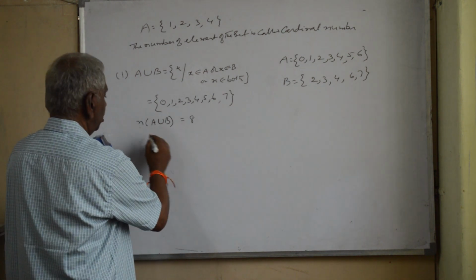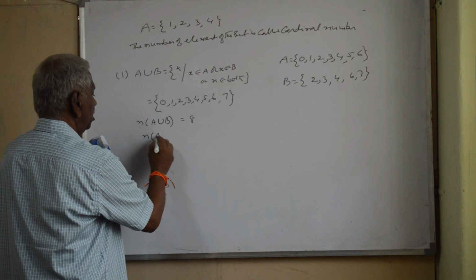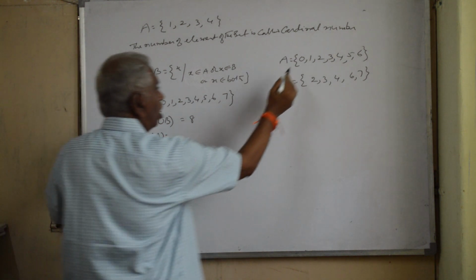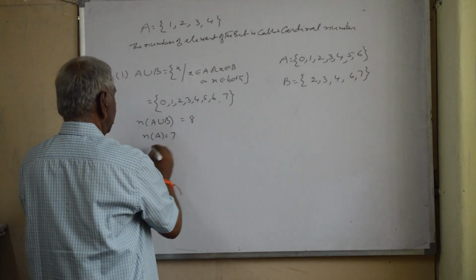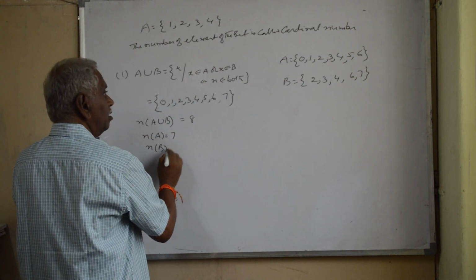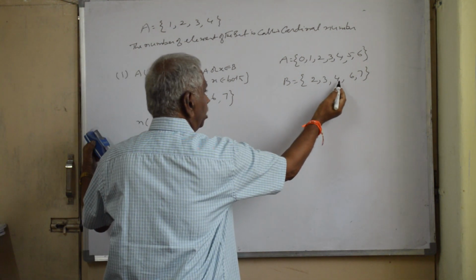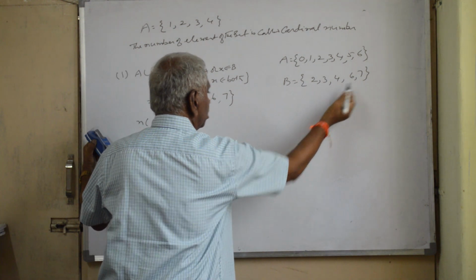A has how many elements? A has 1, 2, 3, 4, 5, 6, 7 elements. And B has 1, 2, 3, 4, 5 elements.